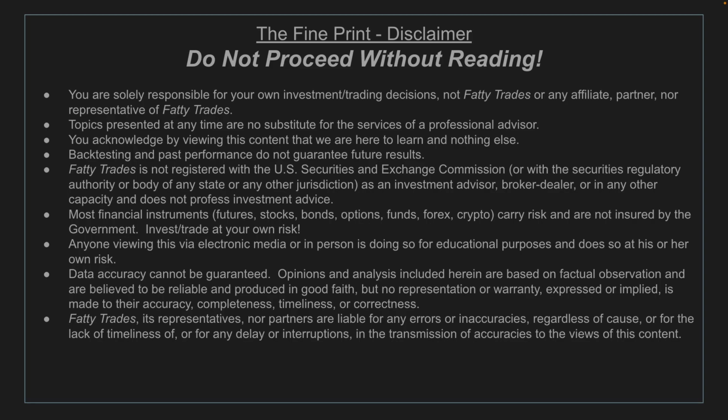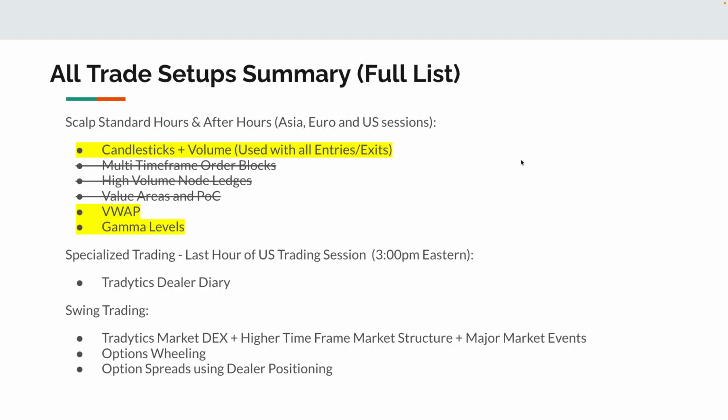With all that being said, let's get right into it. First let me talk about what we've already gone through in previous videos. We went through multi-time frame order blocks, high volume node ledges and value areas in POC using volume profile, and now we're going to be talking about using the VWAP and gamma levels.